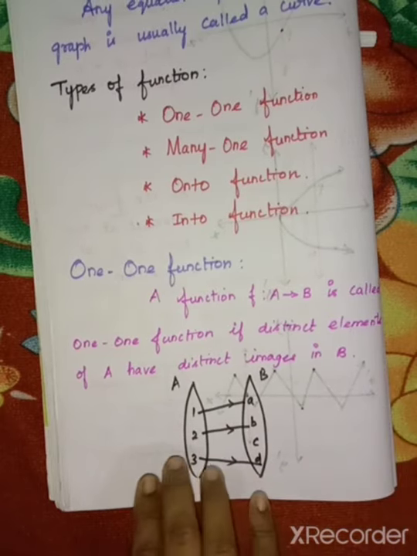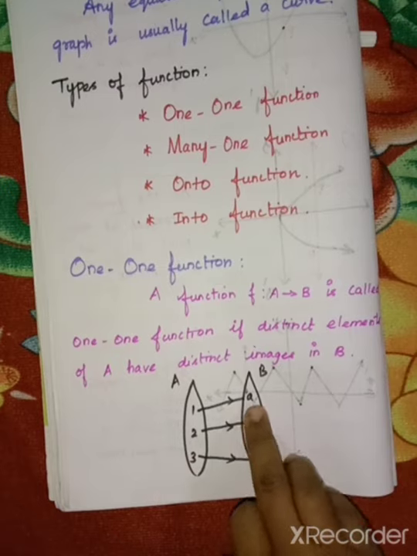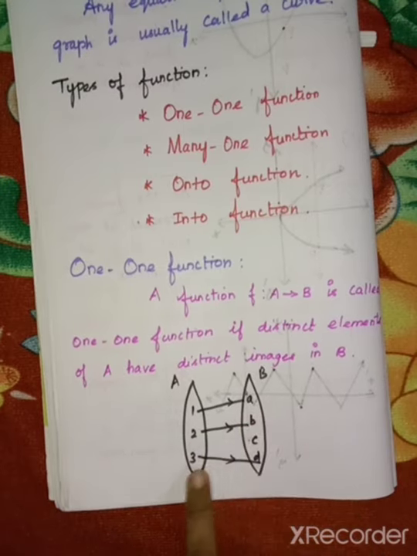Okay. For that 1, we have the image A. For 2, we have B, 3, D.